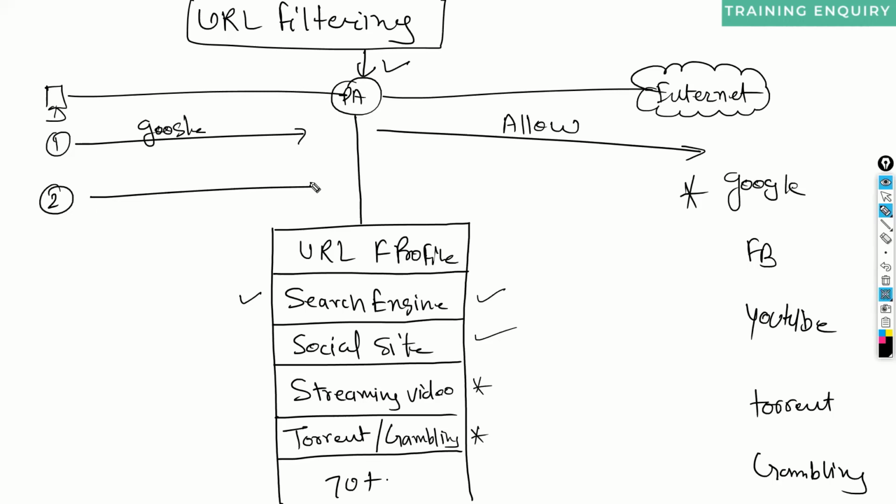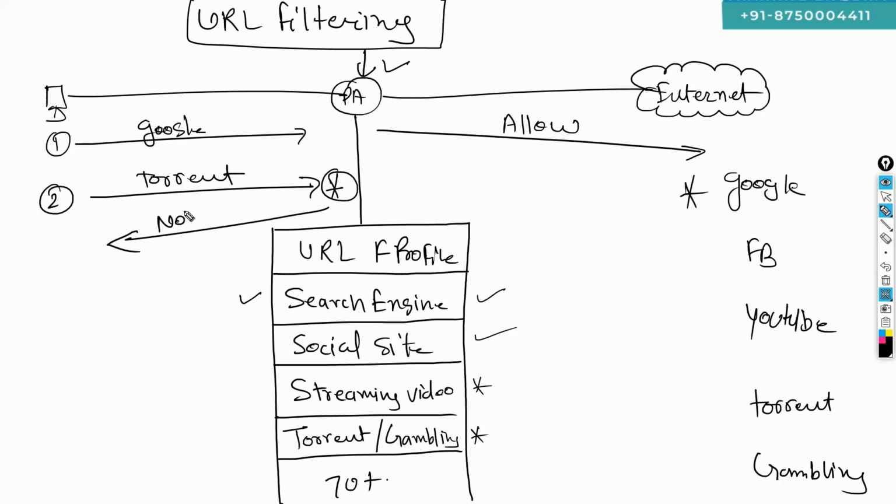If the user says, I want to access a torrent website, then the request will come to Palo Alto. Palo Alto will check, okay, torrent is blocked. Then this access will be blocked here, and one notification will be sent to the client that you are not allowed, your request is denied according to the policy. Clear? Sunil, you want to say something?